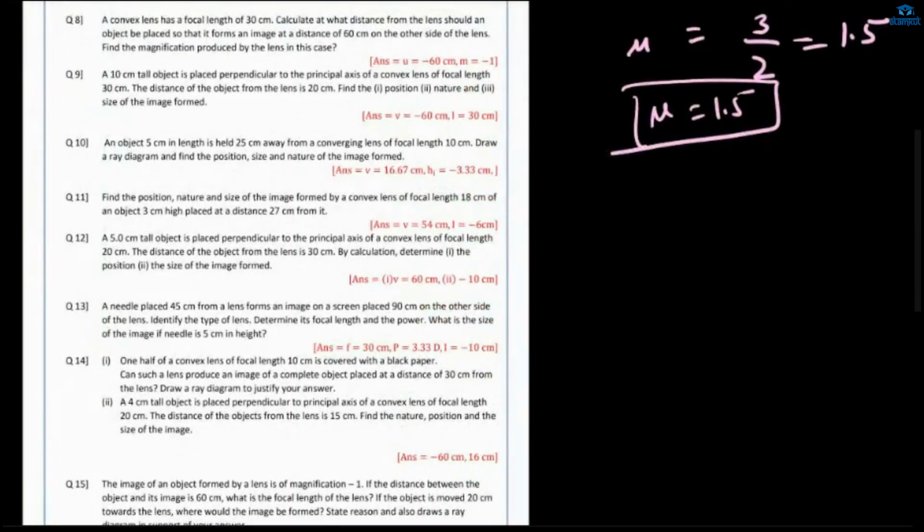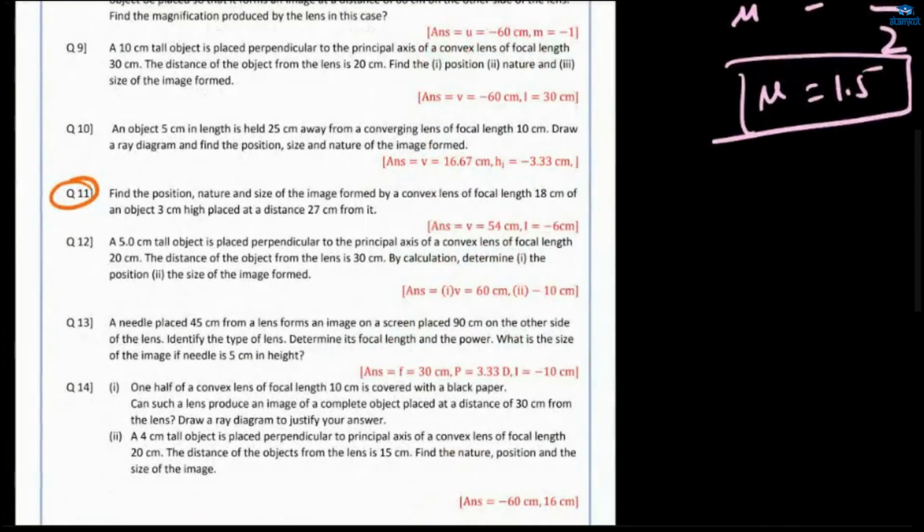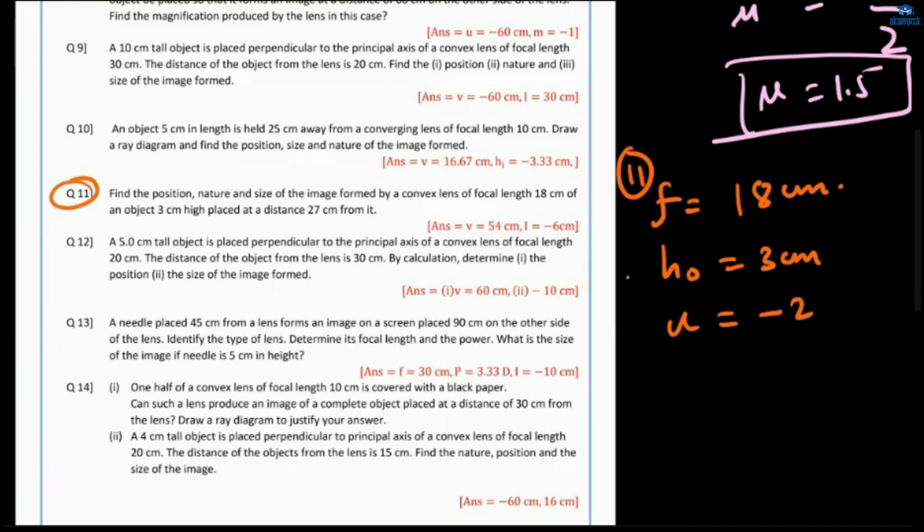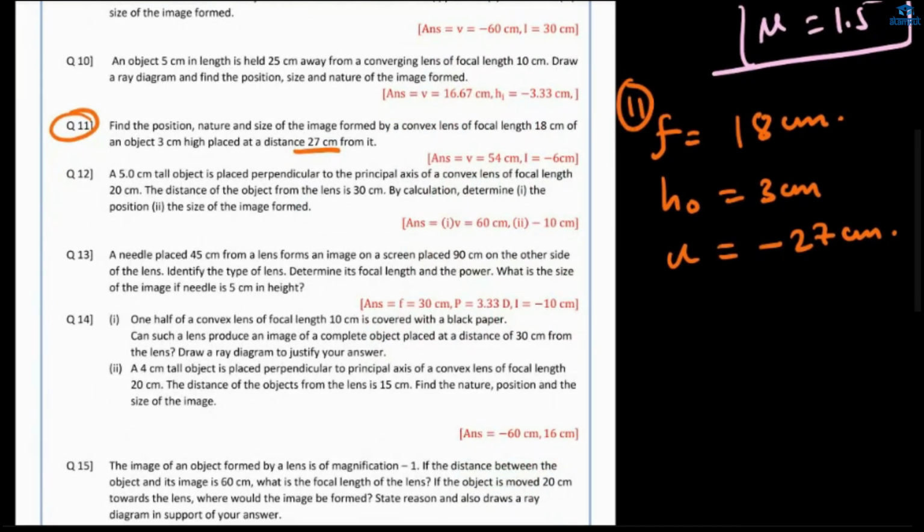Find the position, nature, and size of the image formed by a convex lens of focal length, this is the 11th question. Focal length, how much? 18 centimeter. This will be positive. Of an object, height of object is 3 centimeter, placed at a distance of 27 from it. Means we are given u as minus 27 centimeter. Yes, this is given as u. So what do we have to find? Position, nature, and size of the image formed.